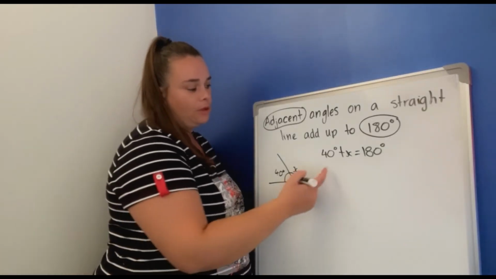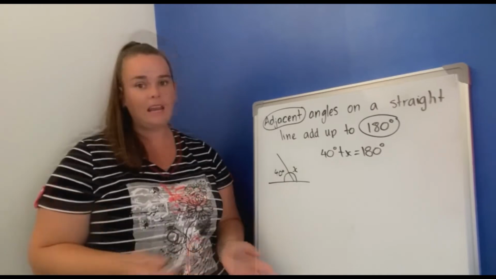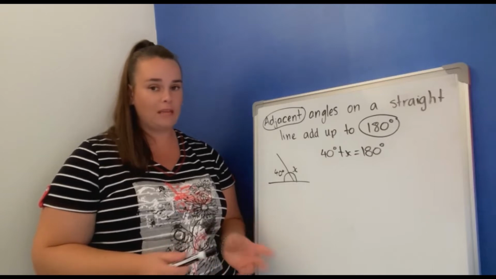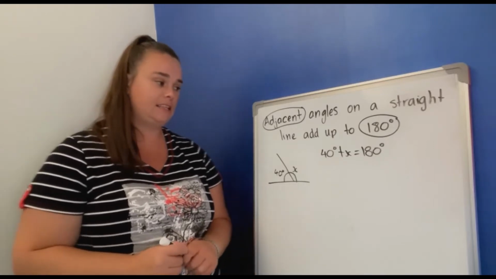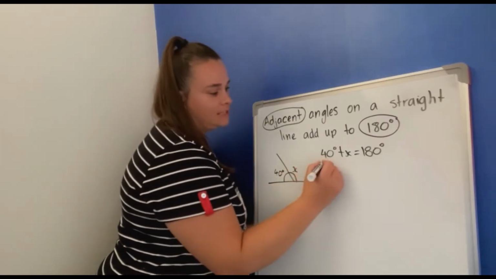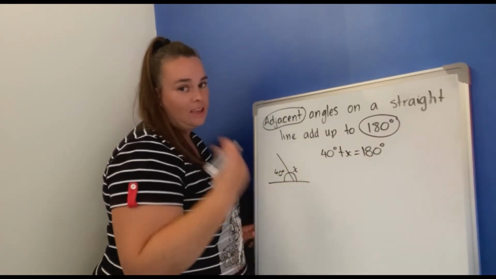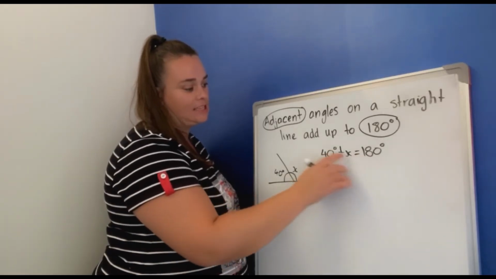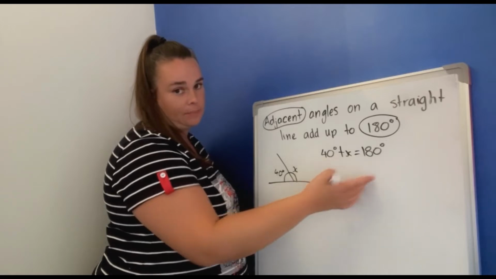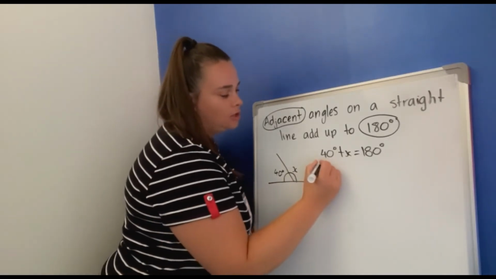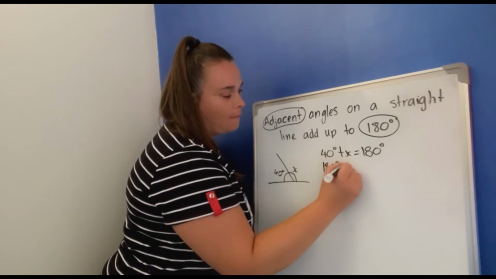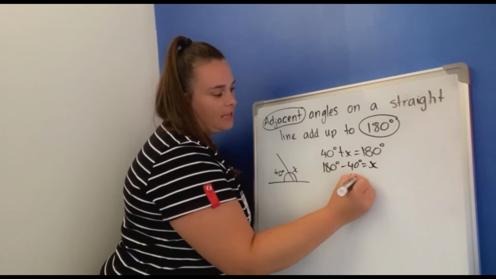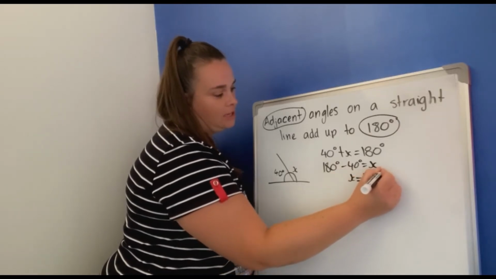So, we want to know what x is. In our brains, we might already know what x is, but that does not show us the formula of how we actually worked out what x is. So, our next line is going to be, we're going to be taking away. Even if you did this in your brain, you're going to go 40 plus x makes 180. 180 take away 40 is our answer. But we need to show that. So, 180 degrees minus 40 degrees equals x. Therefore, x equals 140 degrees.